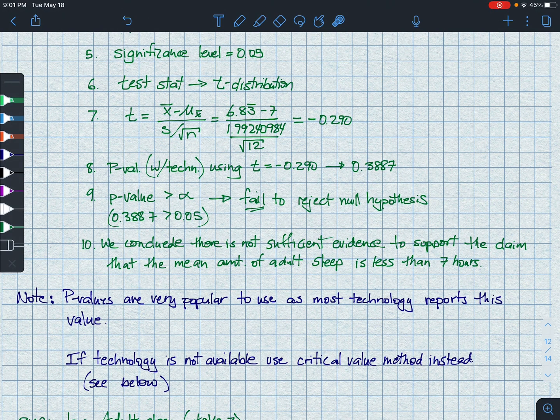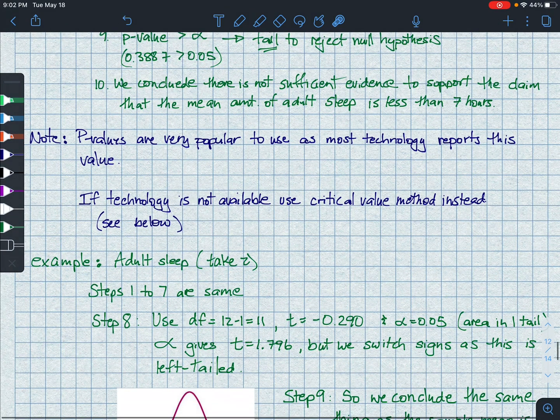Note, p-values are popular to use, and most technology, your graphing calculators, Excel, most stat software will report a p-value. If you don't have access to technology, then we should be using the critical value method, and that is the next example. So, adult sleep, take 2. Steps 1 to 7, same thing.